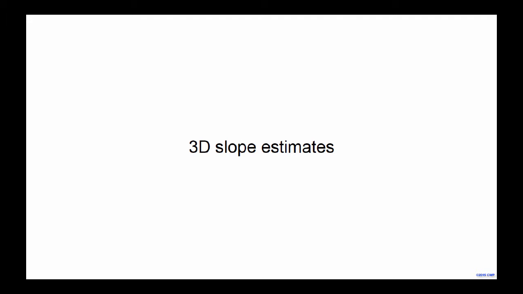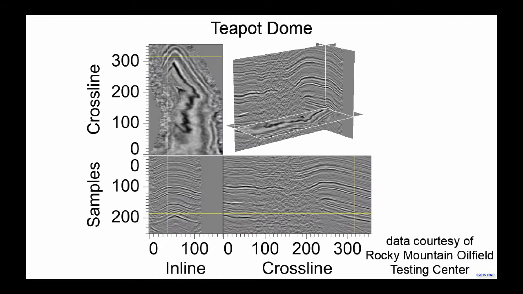Okay, so now that we've taken a look at these different methods for 2D estimates, let's take a look at the comparison for 3D estimates. We'll do so by looking at the image displayed here, the Teapot Dome data, courtesy of the Rocky Mountain Oilfield Testing Center. Now, since this is a real seismic image, we do not know the exact slope value everywhere in the image. So what we can do is look at these different methods and see how they compare with their slope estimates at interesting areas in the image.